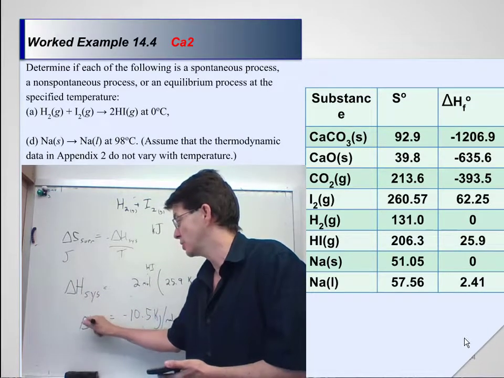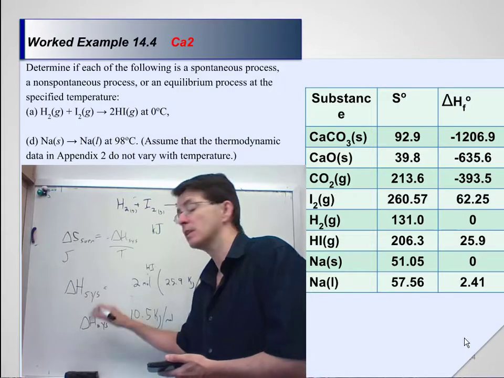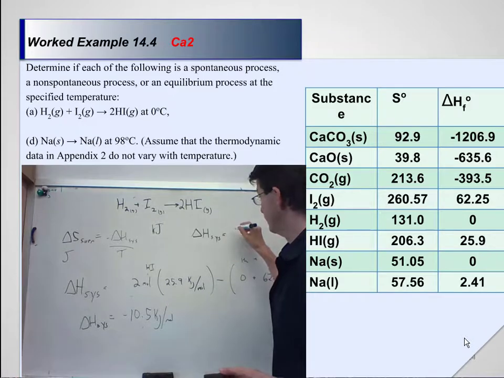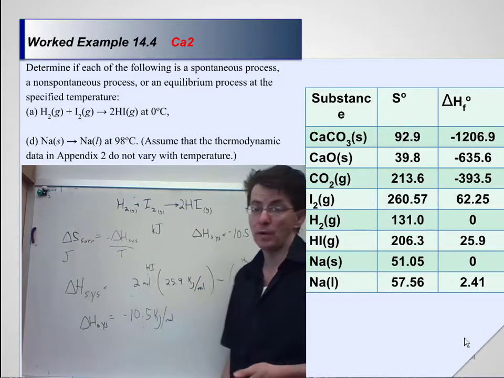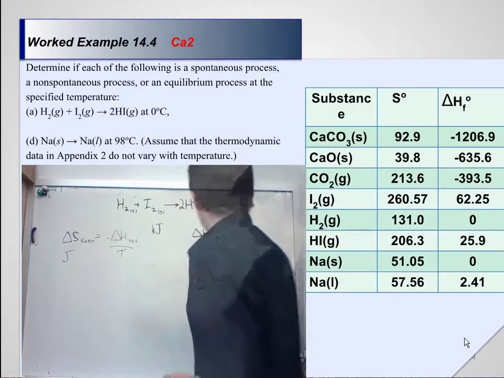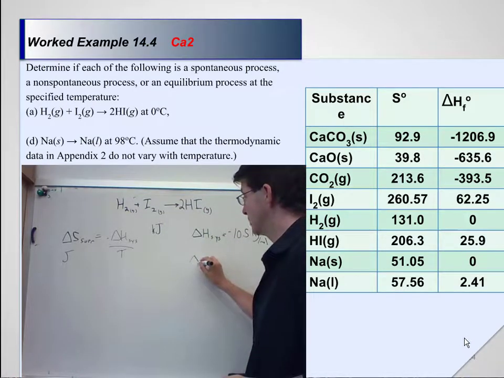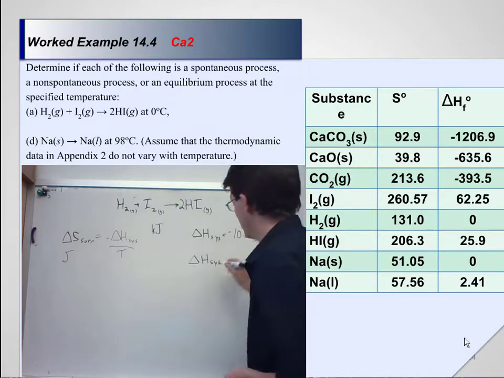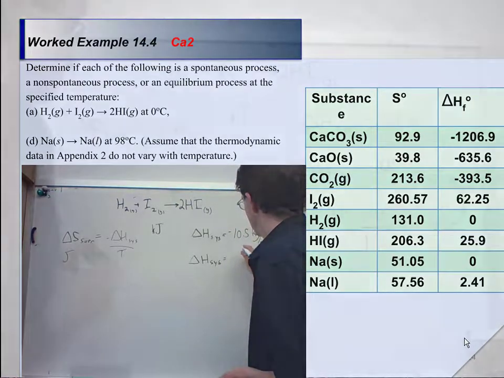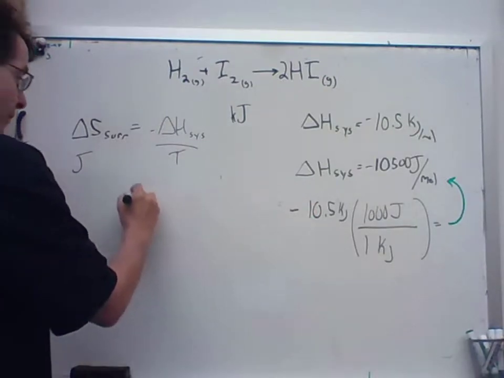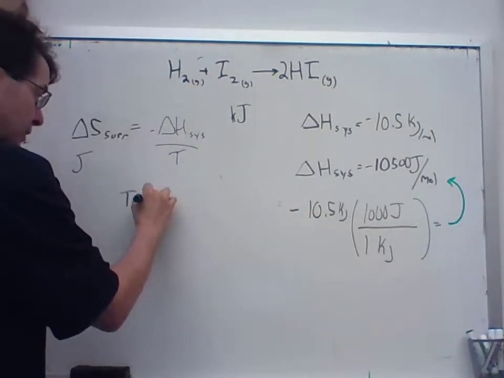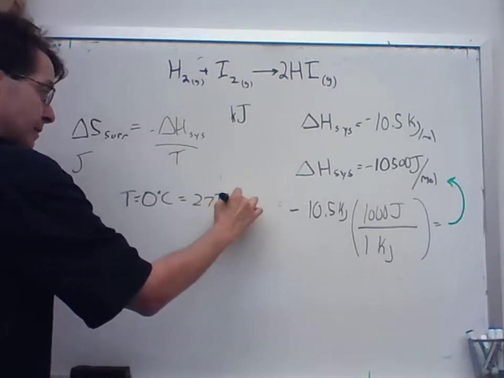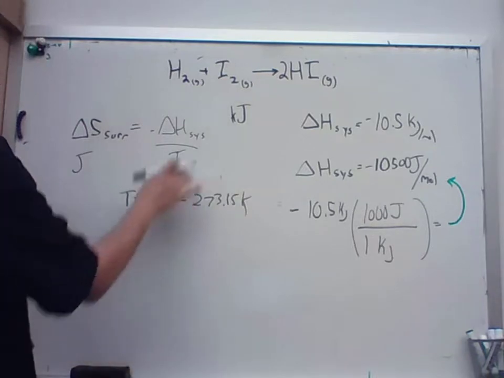This will be the delta H, the enthalpy change of the system. Releases a little bit of heat, a couple kilojoules. Once we have that, we can solve for the delta S of the surroundings. Again, this is in kilojoules, so it's helpful to convert it into joules, because entropies are traditionally reported in joules. This would be equal to, and once we have that number, the temperature is equal to 0 degrees centigrade, which is 273.15 Kelvin, and so we can plug that in.